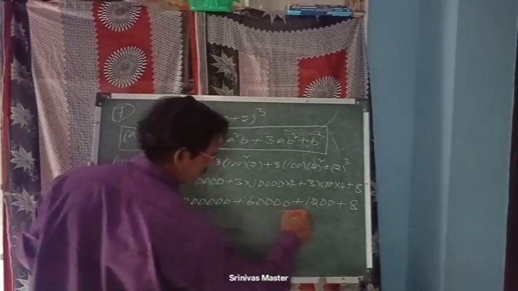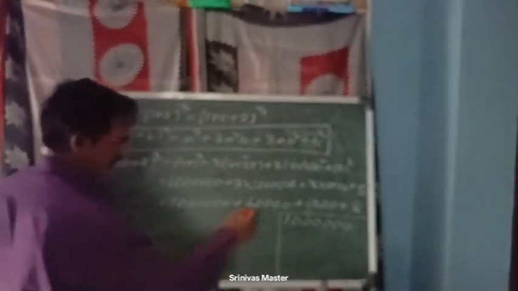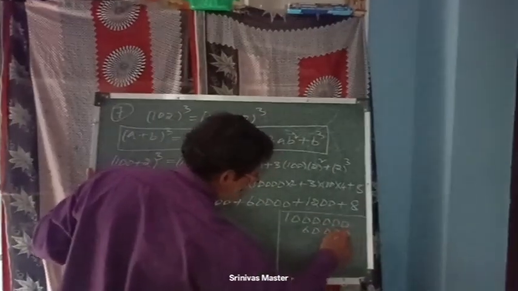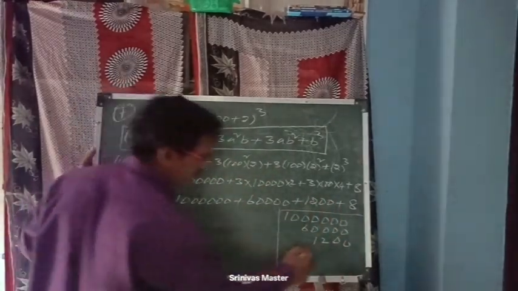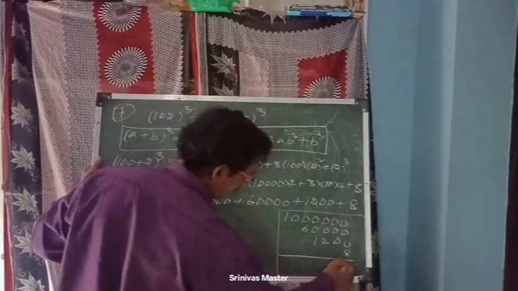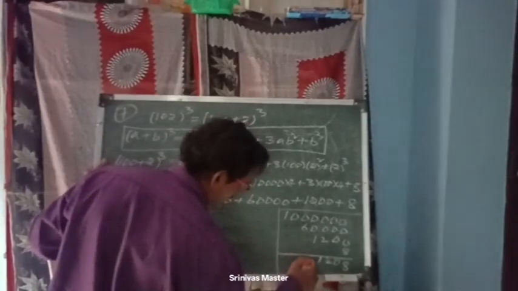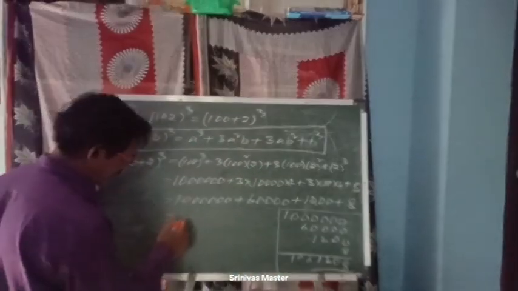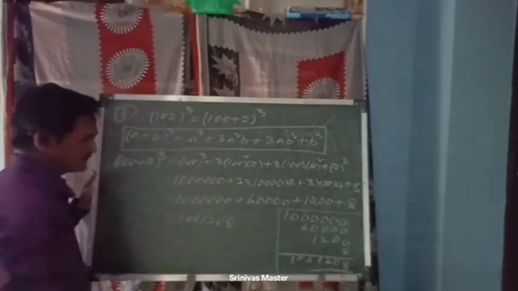Here you can take the rough work column. Then we have to add 1 after 6 zeros, 1 2 3 4 5 6. Next number, 60,000 is there. Next how much? 1200. You know how to write 1200. Next number is how much? 8. Add all these numbers. 8, 0, 2, here 1, here 6, here 0, here 1. So what is the result? 1 0 6 1 2 0 8.